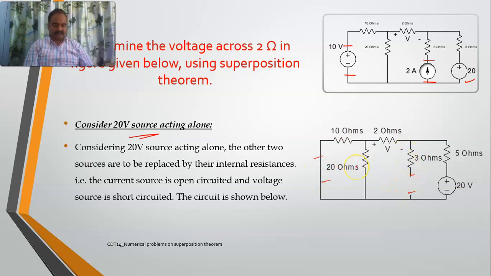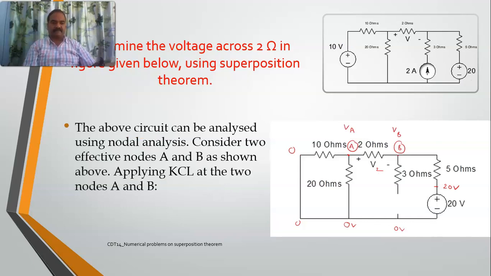Now again, I'll take mesh analysis or nodal analysis. I prefer nodal analysis basically. So this is my circuit. The bottom is 0, 0, 0. If this is 0, then automatically this is 20 volts. This one I'll take as VB, this one I'll take as VA. Since this is 0, this is also 0. No voltage source is available here. So now there are two nodes again, VA and VB.